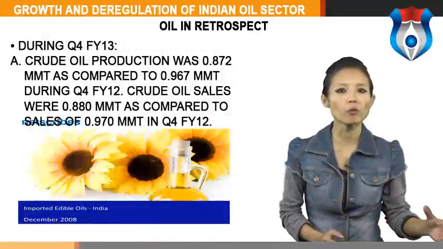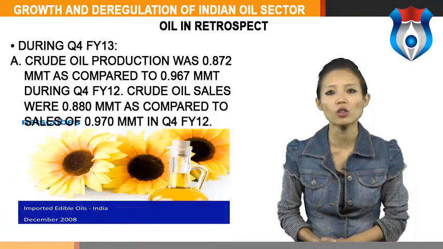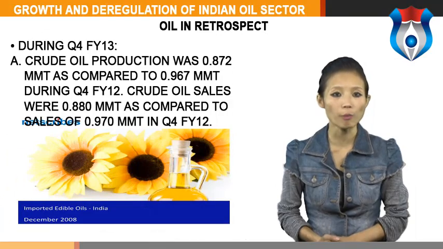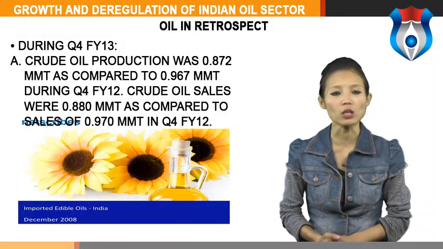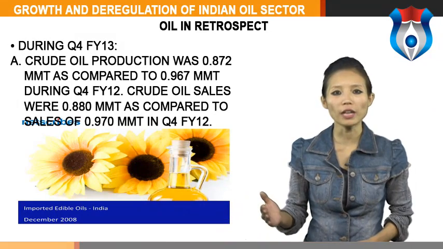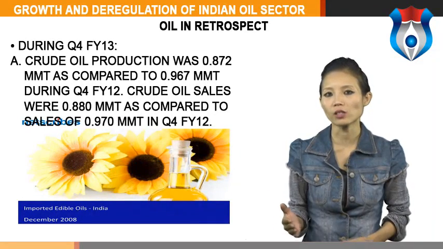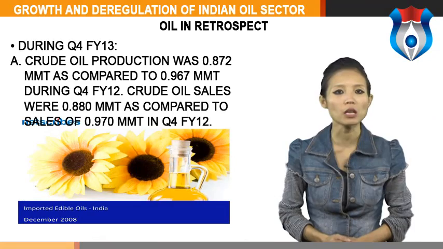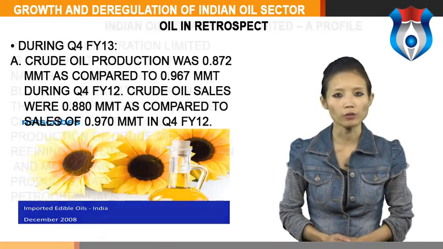During Q4 FY13, crude oil production was 0.872 MMT as compared to 0.967 MMT during Q4 FY12. Crude oil sales were 0.880 MMT as compared to sales of 0.970 MMT in Q4 FY12.